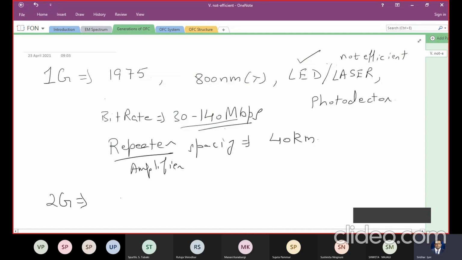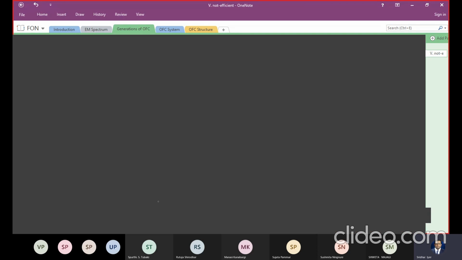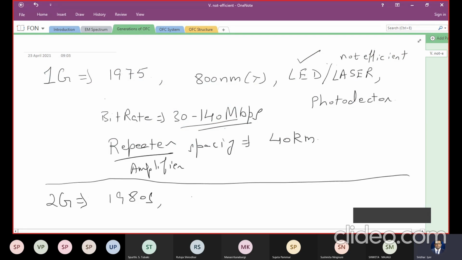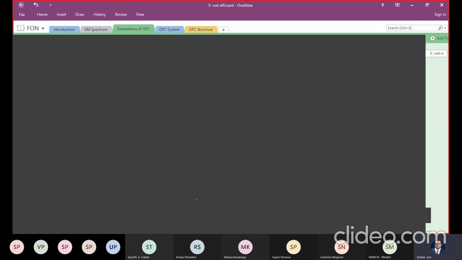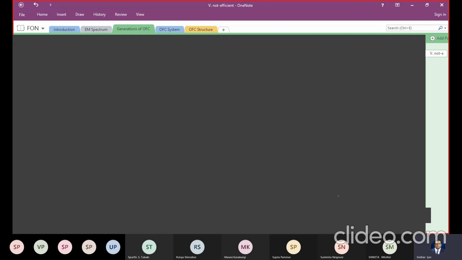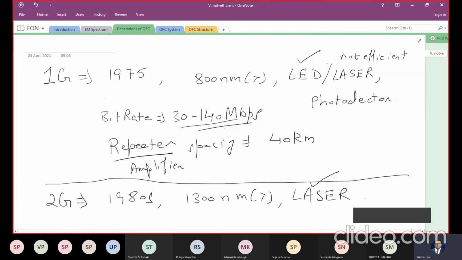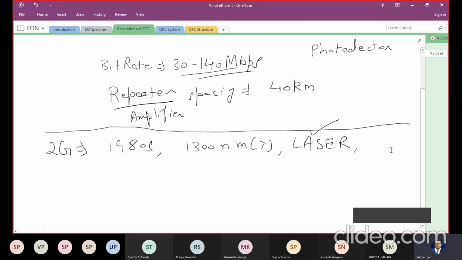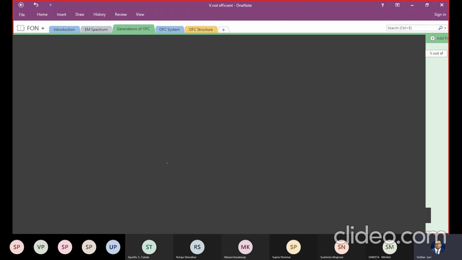Then we moved on to the second generation. This was in the 1980s. So let me draw a line here so we can understand 1G and 2G. Here the operating wavelength was 1300 nanometer. Here we started using laser, very efficient lasers, and here the repeater spacing was about 90 kilometers.